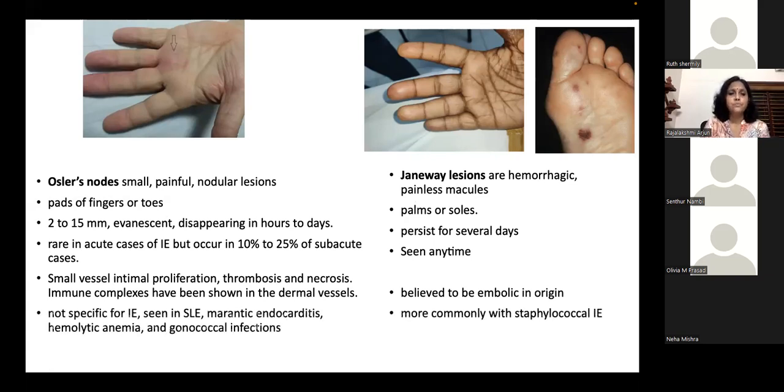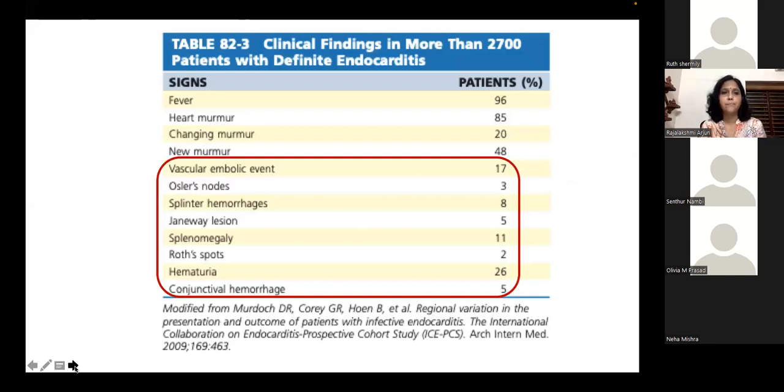As I said, this is an immune-mediated pathology, the Osler node. So it can be seen in other conditions like SLE, marantic endocarditis, and similarly in gonococcal infections as well. Whereas this is classically seen in IE with septic emboli and commonly due to Staph IE.